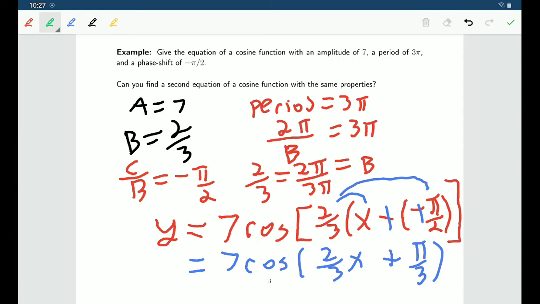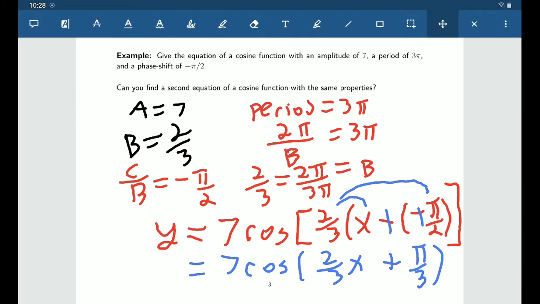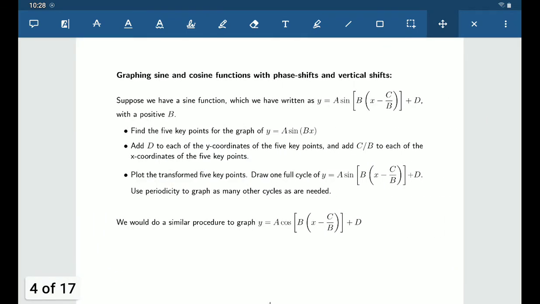And of course, the third thing that I could add to make a different equation with the same properties would be to add some sort of vertical shift. For example, if I added a vertical shift of 1, adding the plus 1 at the end, that wouldn't change the amplitude, period, or phase shift. So not only is there a second equation that we could come up with, we could come up with infinitely many different equations of cosine functions, all with the same amplitude, period, and phase shift. All right, so now the big pressing question is, how do we graph these functions?